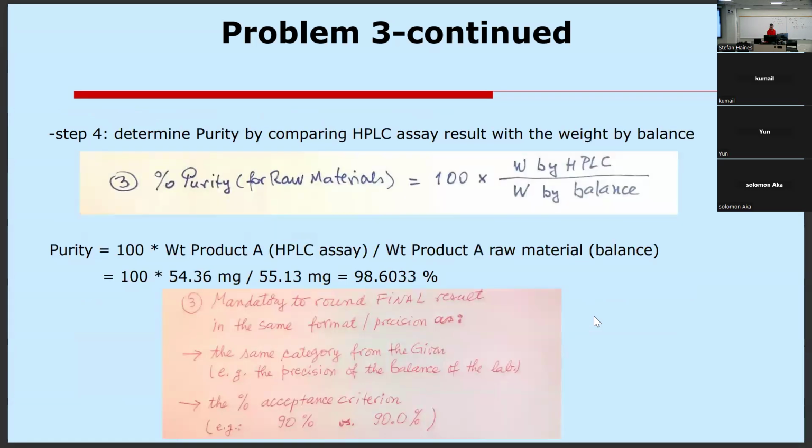Last problem. Okay, so there's the rule. So we have the acceptance criteria, same decimal points.